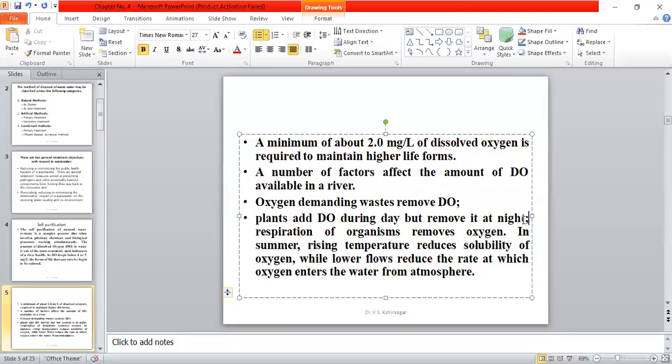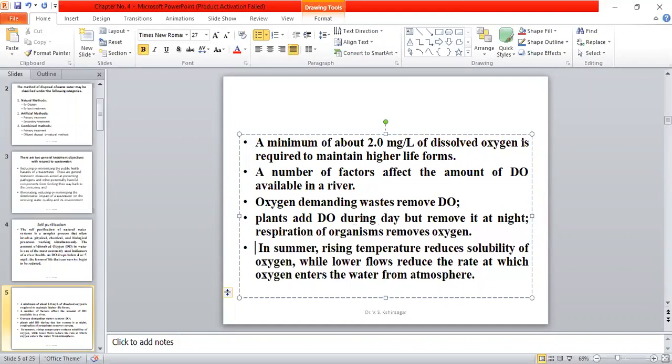During the night, plants consume oxygen and release carbon dioxide, so that activity also affects the level of dissolved oxygen in a water body. Then the respiration of organisms removes oxygen. Microorganisms and aquatic organisms present in the water body are respiring, and they are consuming the dissolved oxygen.